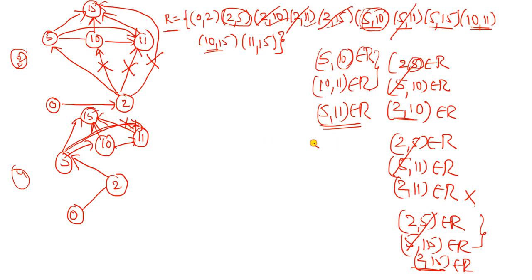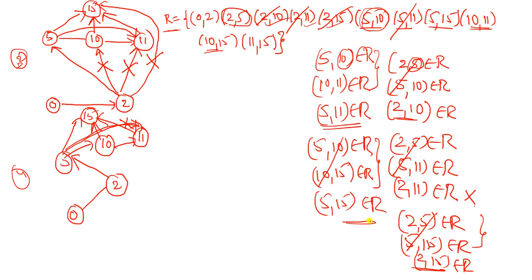Clear? And next, 5, 10 belongs to R and 10, 15 belongs to R. So from these two what do we have to write? 5, 15 belongs to R. So 5, 15 we have to remove. What is the relation? This line we have to remove it.